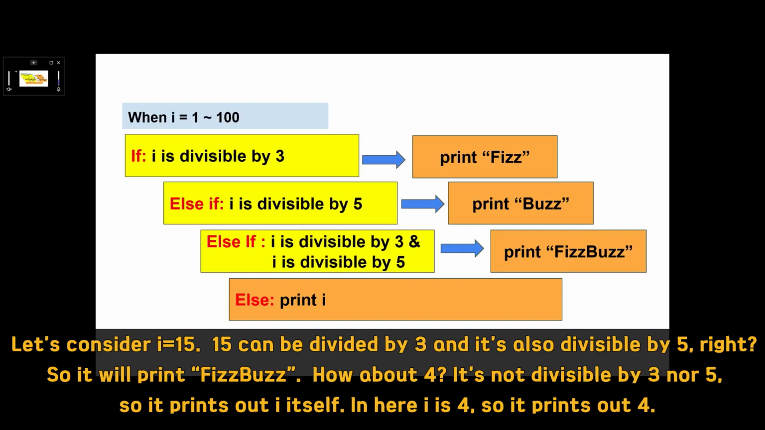Next, consider I equals 15. 15 can be divided by 3 and it's also divisible by 5, right? So it will print FizzBuzz. How about 4? It's not divisible by 3 nor 5, so it prints out I itself. And here I is 4, so it prints out 4.